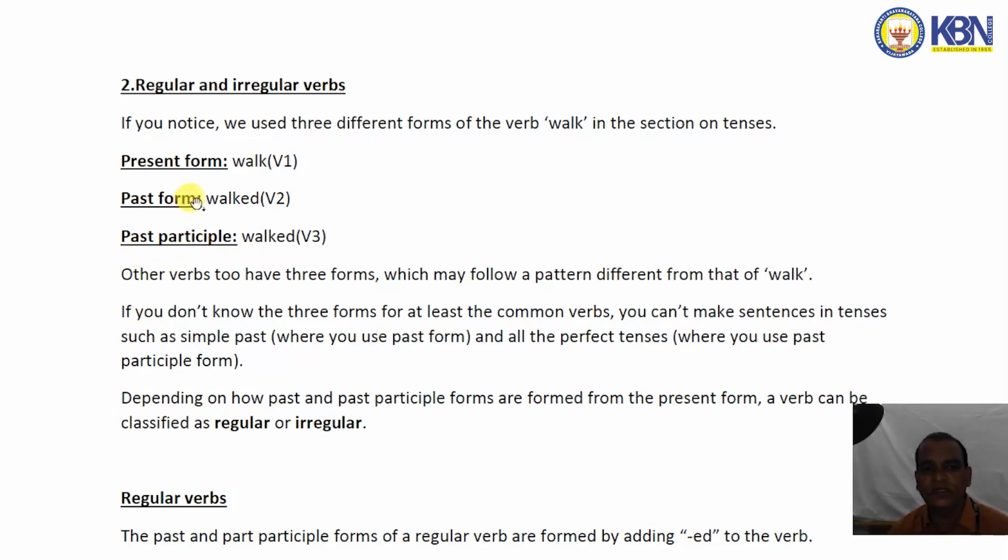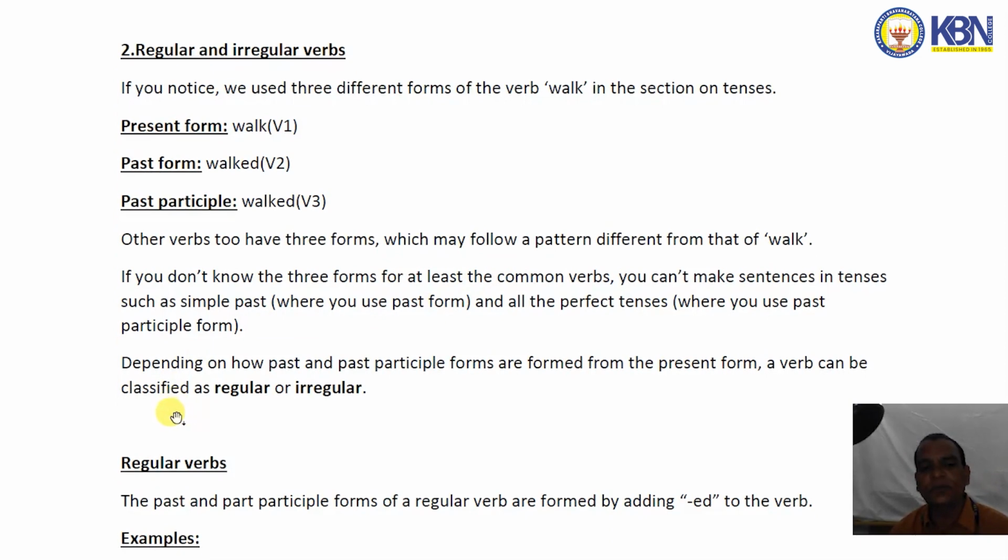When we know the 3 forms of verbs, that is called conjugation of verbs, then other verbs too have 3 forms which may follow a pattern different from that of walk. Then how to transform the base form of the verb, that is walk, into the another 2 forms: walk V1, walked V2, walked V3. If you don't know 3 forms of at least the common verbs, you can't make sentences in tenses, such as simple past where you use past form, and all the perfect tenses where you use past participle form.